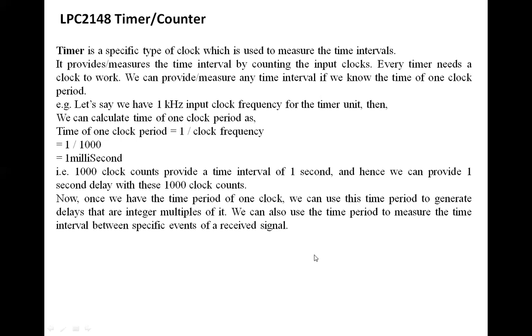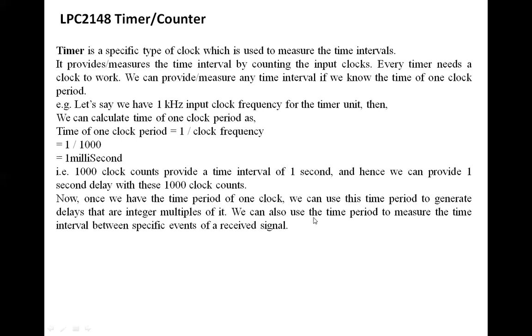Now, 1000 clock counts provide a time interval of 1 second, and hence we can provide a 1 second delay with these 1000 clock counts. Now that we have the time period of one clock, we can use it to generate delays that are integer multiples of it. We can also use the time period to measure the time interval between specific events of a received signal.